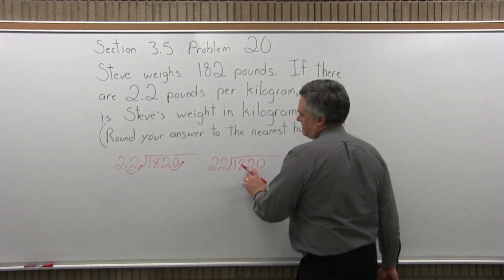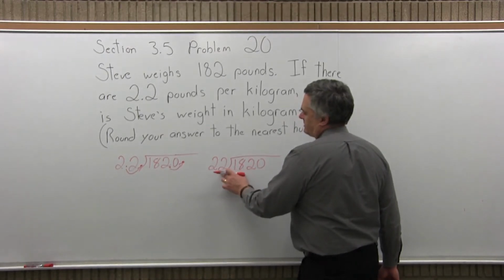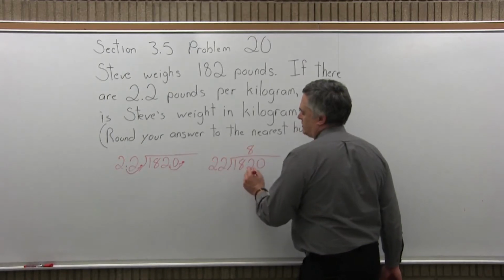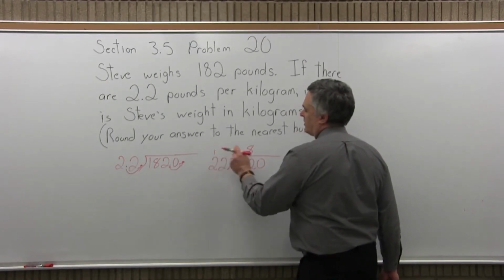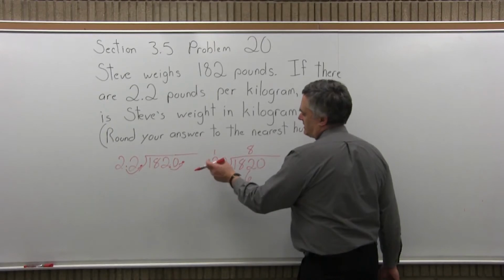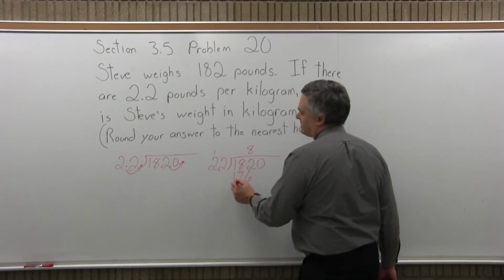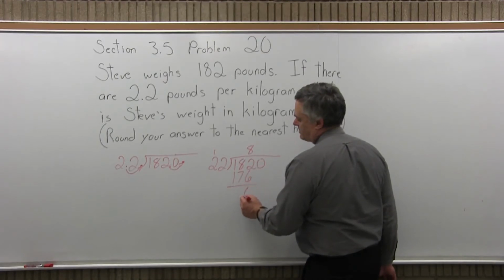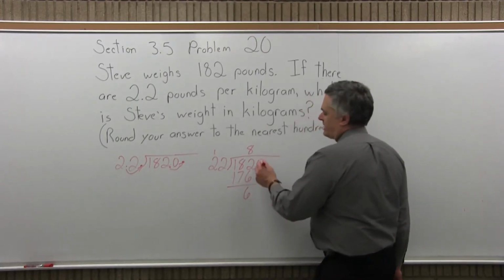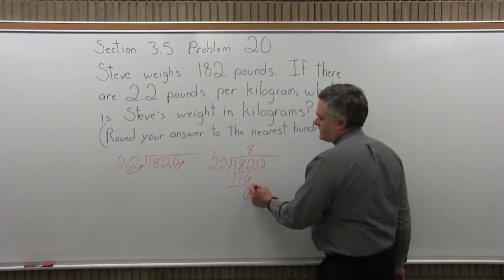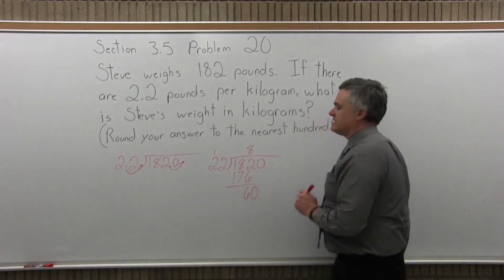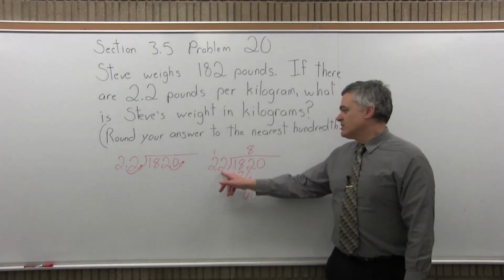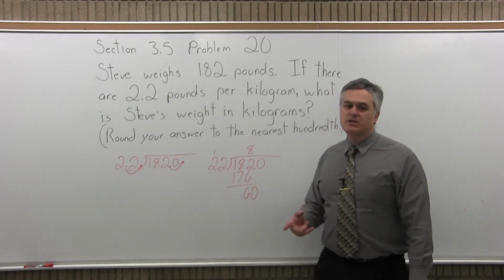Let's see. 9's probably too big, so let's do 8. So 8 times 2 is 16. Write the 6, carry the 1. 8 times 2 is 16 again, plus the one that we carried is 17. So that's good, actually. So 182 minus 176 is going to be 6. Bring down the next digit that's over to the right so that 0 comes straight down. I have 60. 22 divides into 60. Well, times 3 would be a little too big. It'd be 66, so it has to be 2.